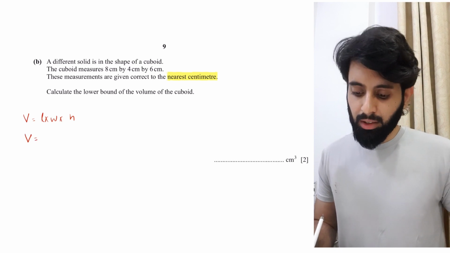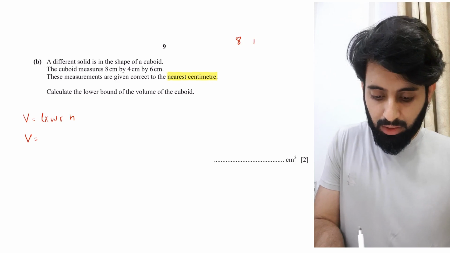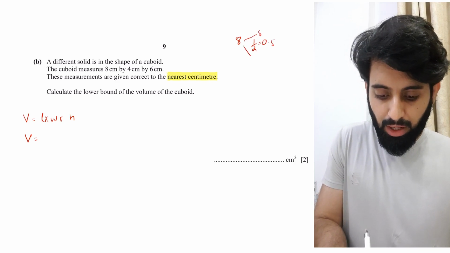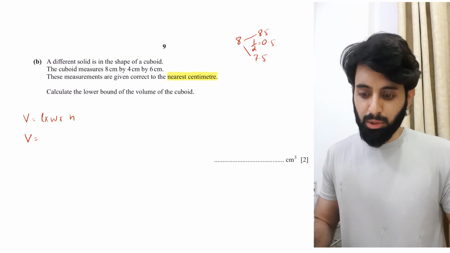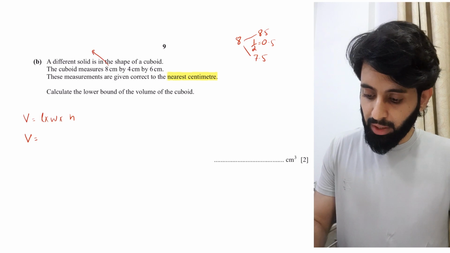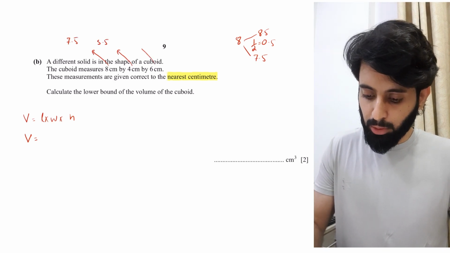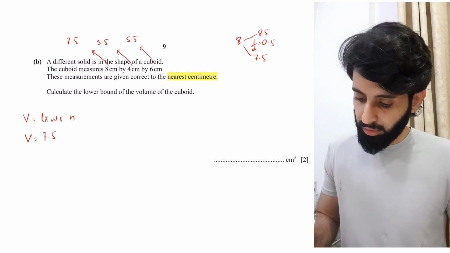So we have 8. 8 is correct to the nearest centimeter. So that means I'm going to take 1 centimeter divided by 2. So that's 0.5. If I want the upper bound, I'll add 0.5. If I want the lower bound, I'll subtract 0.5, which gives 7.5. And that's essentially what I'm going to do with every other value. So the lower bound of 8 is going to be 7.5. The lower bound of 4 is going to be 3.5. The lower bound of 6 is going to be 5.5. So we have 7.5 times 3.5 times 5.5.